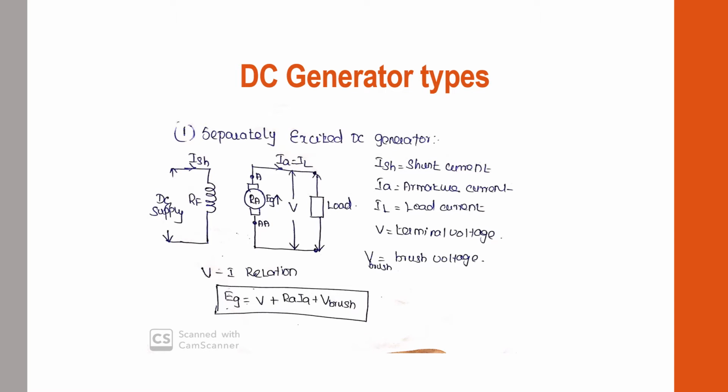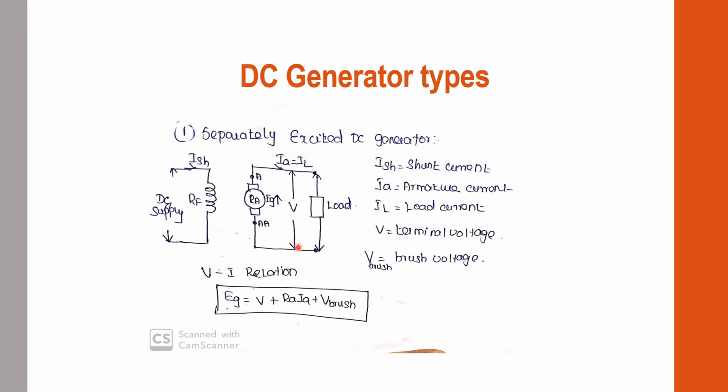Separately excited DC generator. In this, this is the field winding. RF is nothing but the resistance across the field winding. There is a current flow across this winding, that is ISH. This field winding is separately excited through an external DC supply. Here the armature is represented like this. Across the armature there is an armature resistance as well as armature current, that is IA. Across the armature we are connecting the load. Across the load we have a terminal voltage.